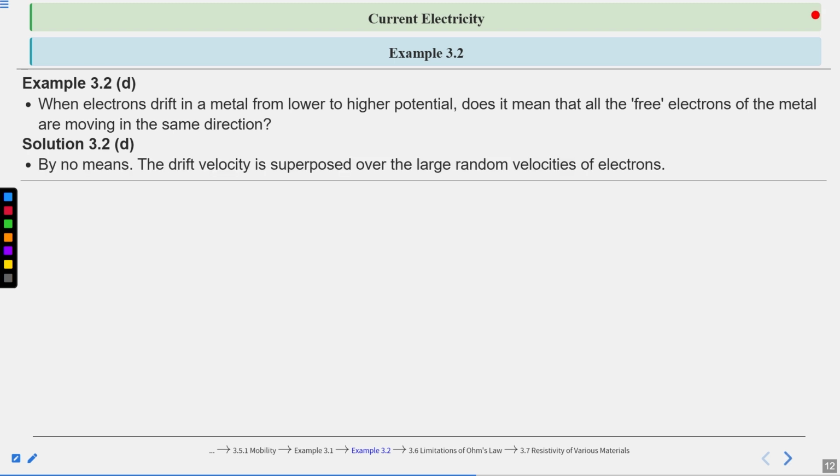By no means, not at all. The drift velocity is superposed over the large random velocities of the electrons. So drift velocity only overcomes the large velocities of the electron, but it will not completely eliminate the thermal speeds, due to which all the electrons are not in the same direction, but most of the electrons will get the direction from lower potential to higher potential.